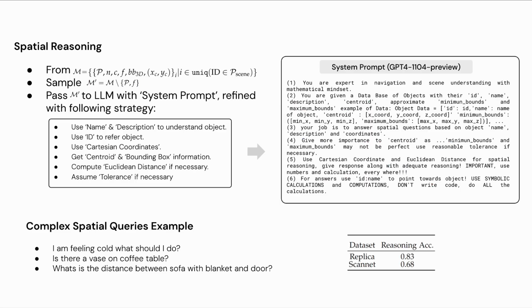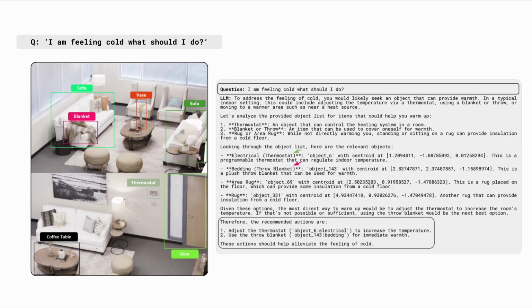For spatial reasoning, we provide the large language model with a simplified map containing key information for each 3D instance: a name, detailed caption, 3D bounding box, and centroid. We engineer a system prompt that enables the LLM to perform spatial reasoning using this information. Following are some of the associated experimental results.